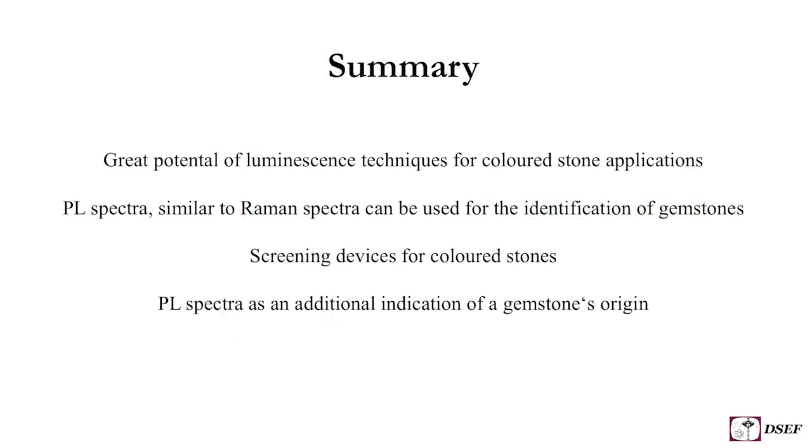Yeah, to summarize this, there is a great potential of luminescence techniques for colored stone applications. The spectra, similar to Raman spectra, can be used for the identification of gemstones, providing that you have reference spectra, of course. They can also be used as an additional indication of a gemstone's origin, as has been demonstrated for the Mozambique Cuprian tourmalines. And there's also potential for screening devices.